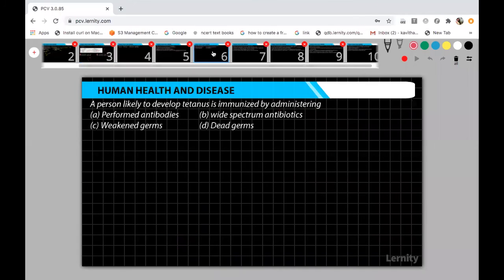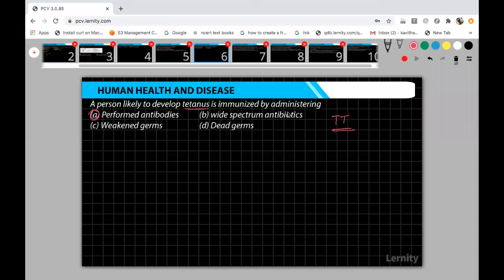Okay. Now coming to question number 6. A person likely to develop tetanus is immunized by administering. For tetanus, I told you, whenever we get an injury or wound, TT will be given. Tetanus toxoid vaccine will be given. So this is said to be an artificially synthesized antibody. What are artificially synthesized antibodies called? They are called preformed antibodies.